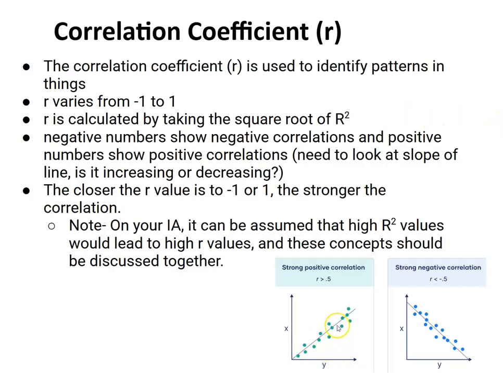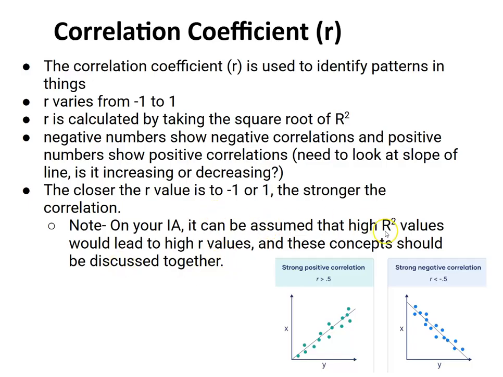Notice that in this picture right here, our line is increasing, our slope is positive, and so we would be able to conclude that there is a positive correlation between X and Y, versus on this graph right here, you can see that the slope is decreasing, so there is a negative correlation. So in this one, as one increases, the other increases, but in this one, as one increases, the other is decreasing.